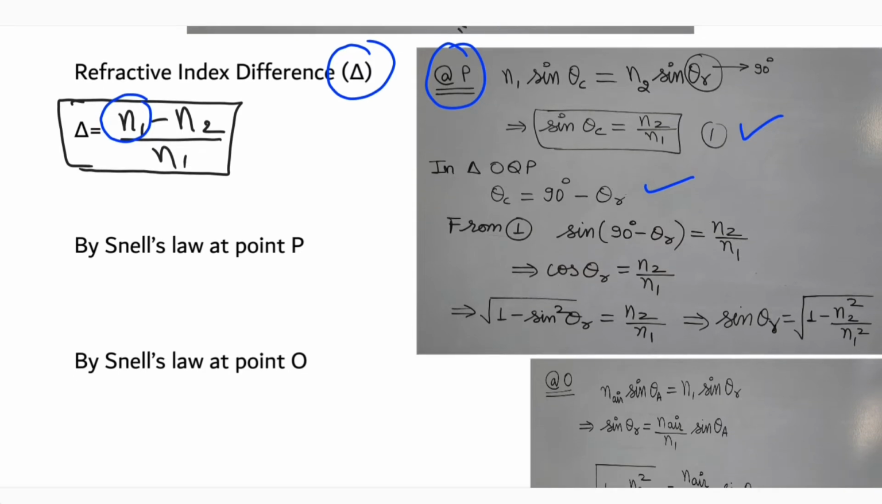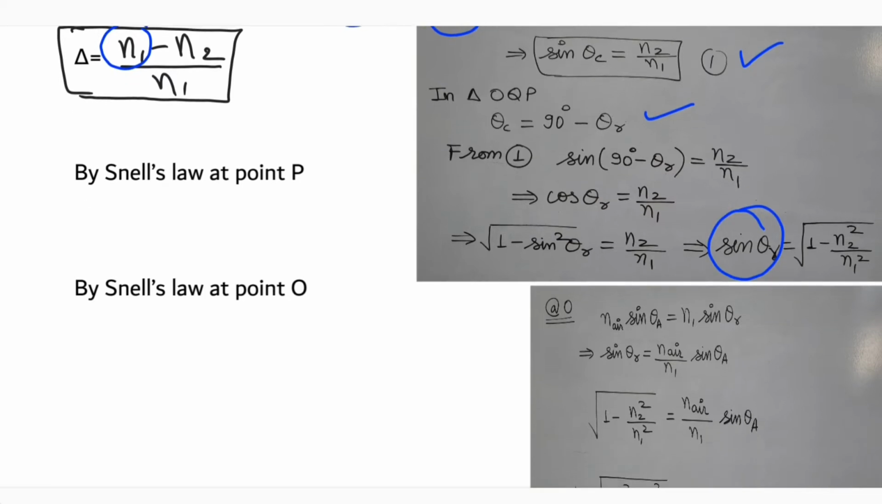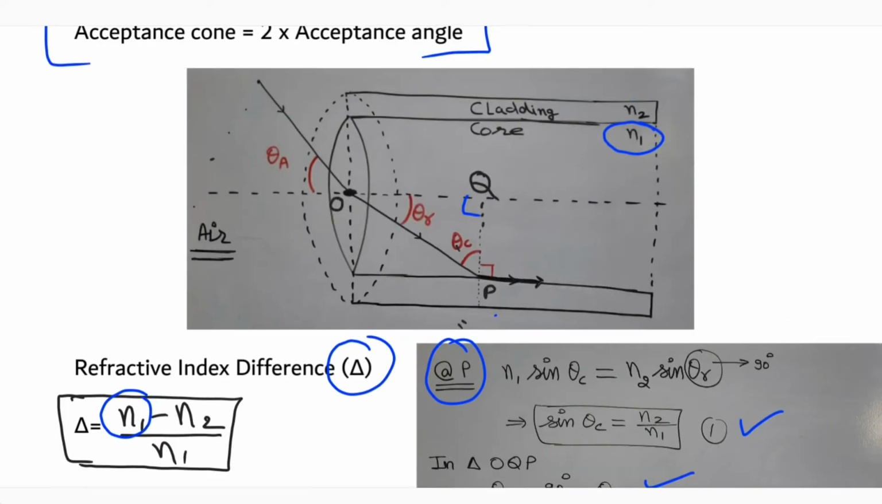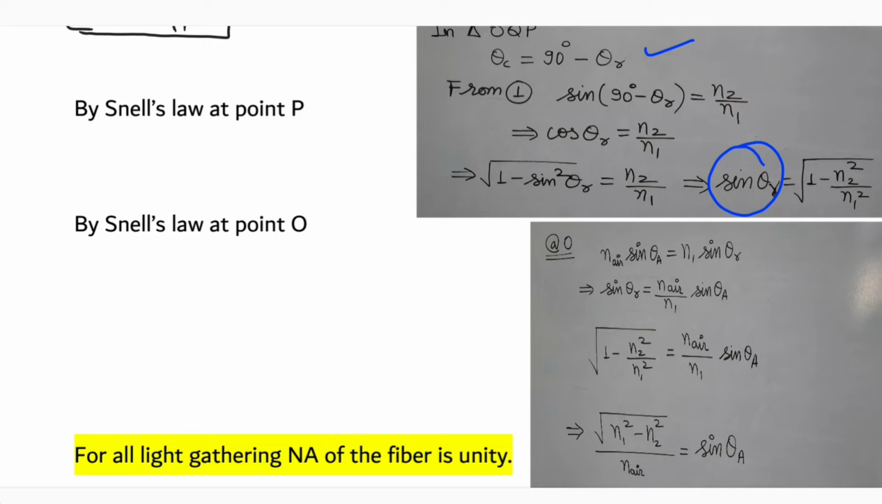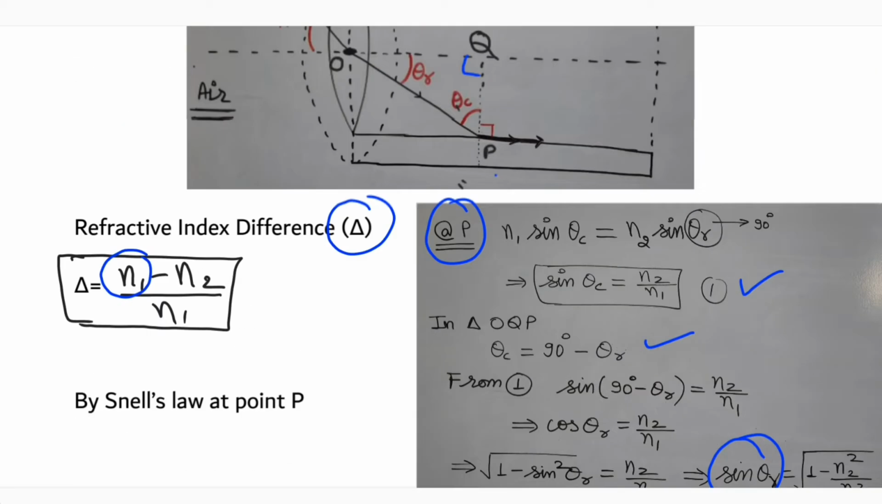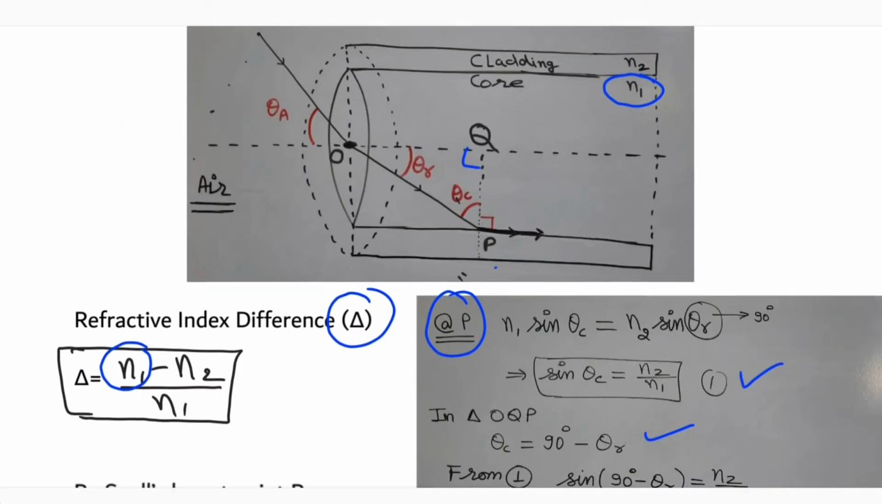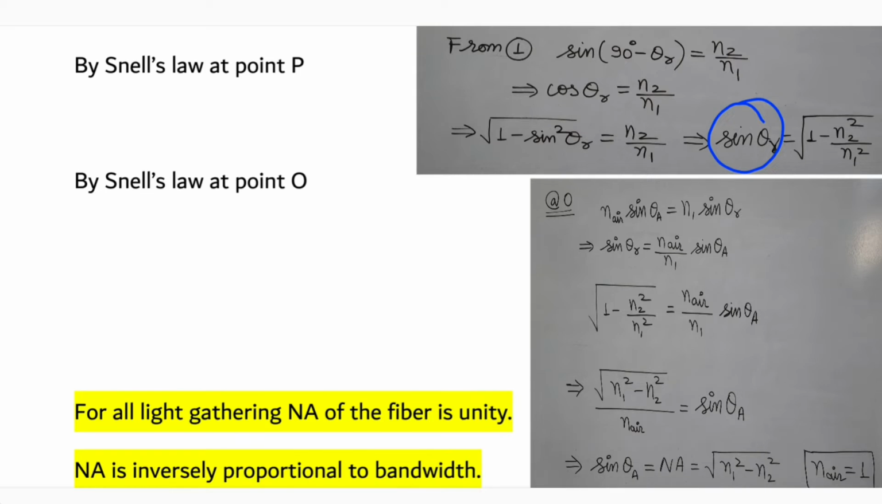And you can write cos in terms of sine, root of 1 minus sine square theta r. Here you can calculate the value of sine theta r. Similarly, at the point O, you have to apply Snell's law. Same. So n air, here the refractive index of the air is n air, into sine theta a equals n1 sine theta r. Here you can see in the diagram and you can apply, no problem at all. With the help of this, you have to put the value of sine theta r from this value.